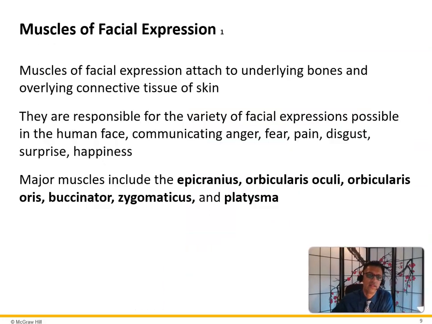So let's talk about, and we'll break it down. We'll start with muscles of the face first. So you have muscles of facial expression. Close my eyes, right? They're responsible for a variety of facial expressions possible in the human face, communicating anger, fear, pain, disgust, surprise, and happiness. Major muscles include the epicranius, orbicularis oculi, that's closing your eyes, orbicularis oris, so you pucker your lips, buccinator, suck in your cheeks, zygomaticus. If you have dimples, there's a defect of that zygomaticus that causes the dimples. So yeah, if you have dimples, you're defective. Probably not the way you want to do it, but hey, that's what it really means.